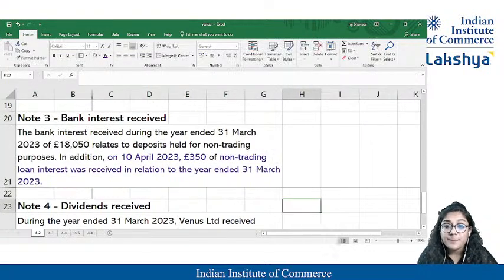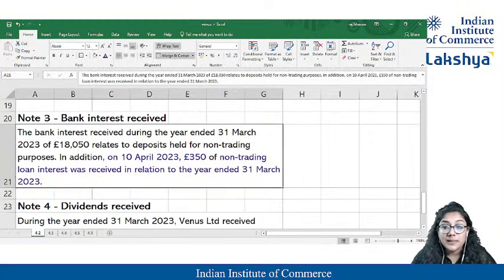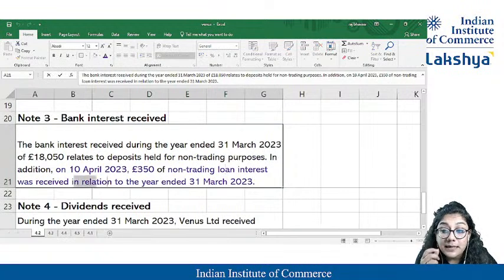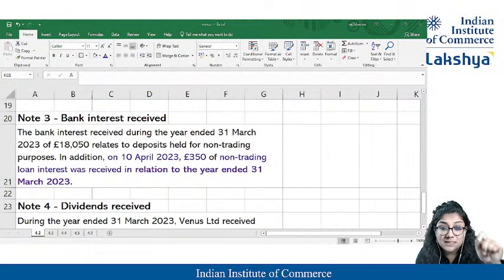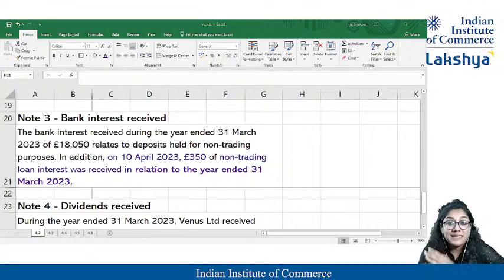That means, what did you understand with this? In addition, on 10th April, non-trading interest was received in relation to the year, guys. That means in the current year you were supposed to get this much amount also, but then you got it in the later period. It's okay. We are going to book it as per the accrual concept.